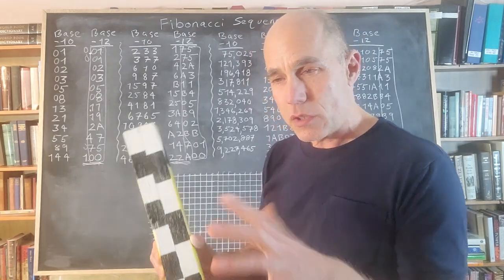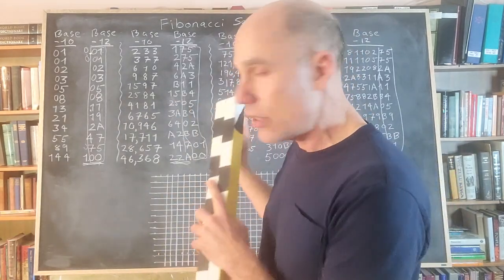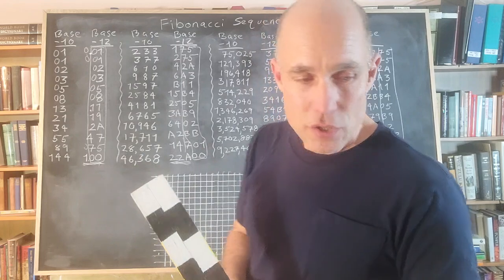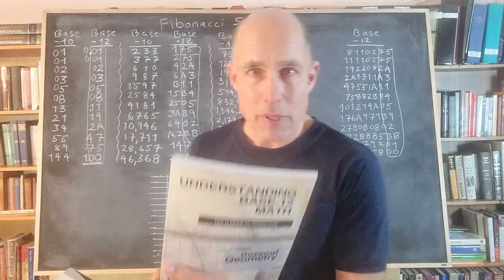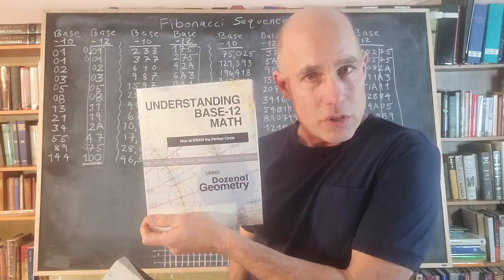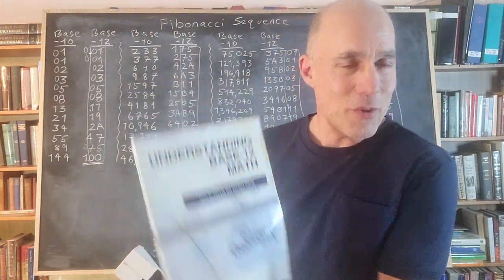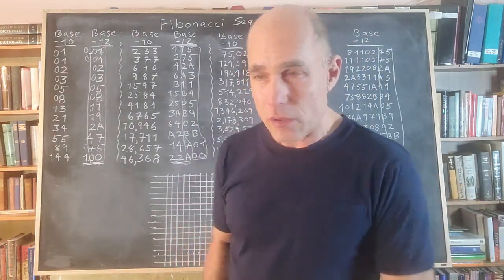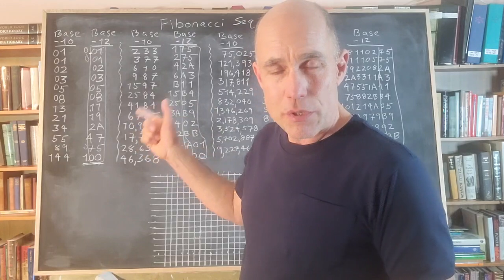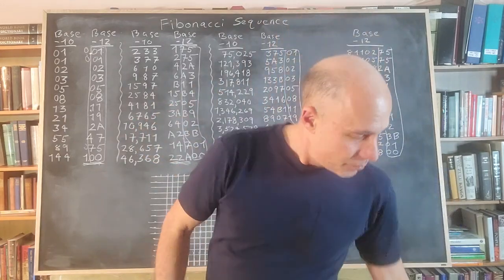And there seem to be interrelations between this geometry, Pythagorean triplets, and the geometry that I introduced in my book, Understanding Base-12 Math, How to Draw the Perfect Circle Using Dozenal Geometry, available through Amazon. All the geometry of the circle. So this is the geometry of the spiral.